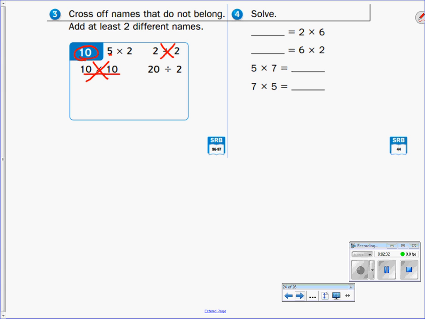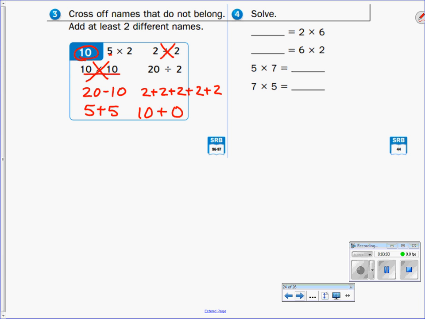So now you can just come up with any other one. So 20 minus 10 would be 10, or I could do 5 plus 5, or I could do 2 plus 2 plus 2 plus 2 plus 2. Okay, and you could put any of those you want, 10 plus 0, any way that you would make 10.